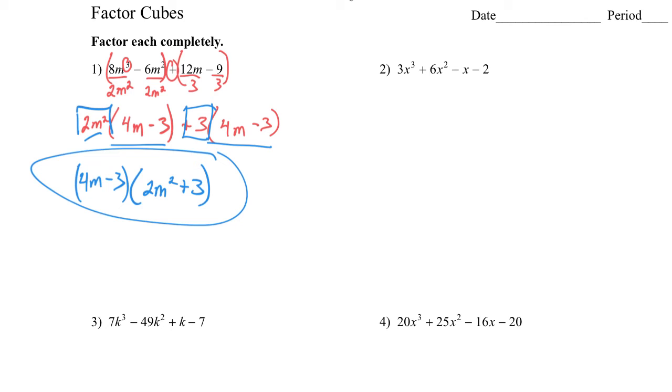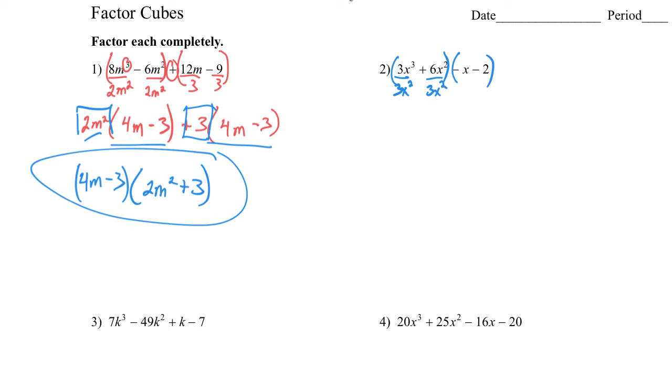Okay, so let's check out this next one. I'm going to group these guys like that. Now that minus on the x, you have to keep it with the x. All right, so what can we divide out of the first group? We can get 3x squared.